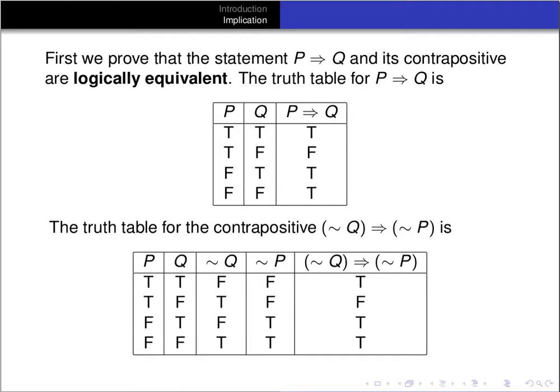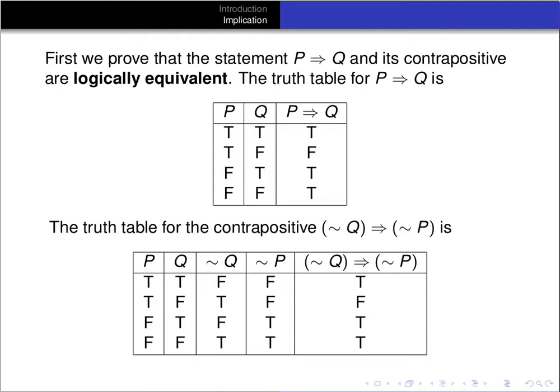If P is true and Q is false, not Q is true, not P is false. So the contrapositive is false, not Q implies not P is false, as is the original statement. If P is true and Q is false, P implies Q is false. Okay. Now what about if P is false and Q is true? Then not Q is false and not P is true, so not Q implies not P, that's true, as is P implies Q. And if P and Q are both false, not Q and not P are both true, and not Q implies not P turns out to be true.